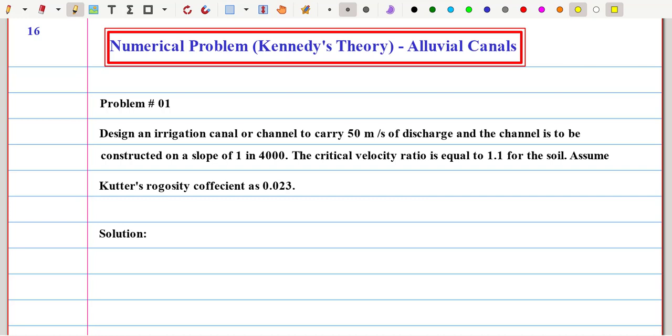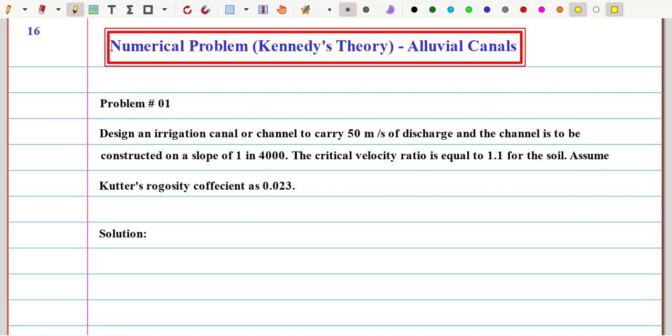Now let's see what we got in this formula. In the question, we just need the values of S, N and R, right? N is Kutter's rugosity coefficient, which is given to us in the question. What was the value of Kutter's coefficient? 0.023, right? It is given to us in the question.